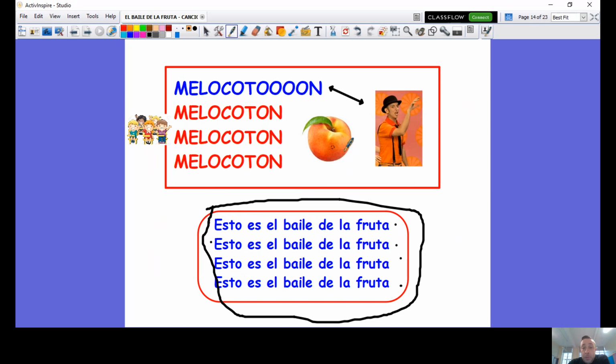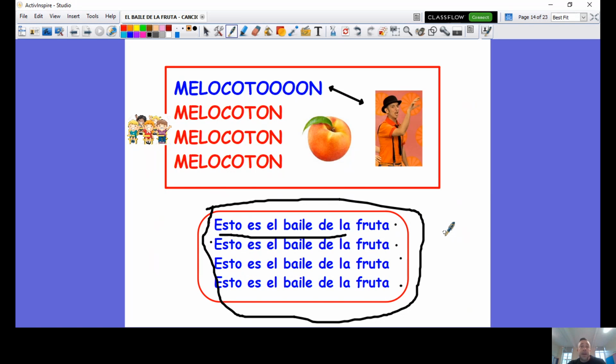You have to say it 1, 2, 3, 4 times. So, what happens? Nacho says, melocotón, melocotón, melocotón, melocotón. We repeat, melocotón, melocotón, melocotón, melocotón. Then you hear, da, da, da, da, da, da, da. That is straight into this.